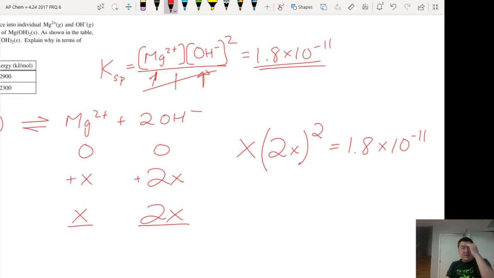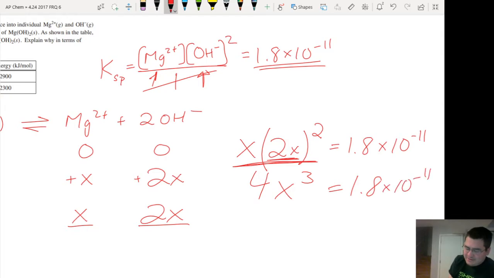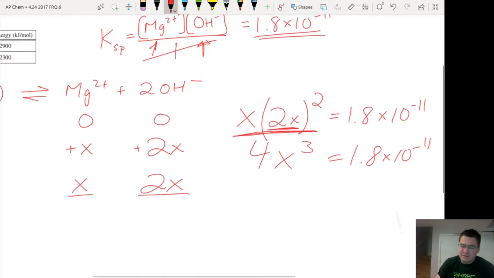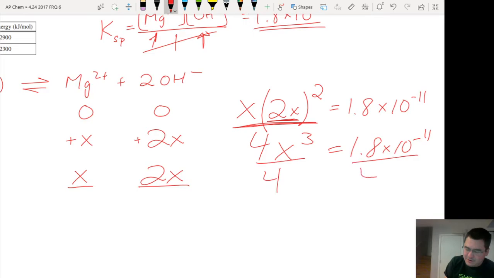Okay, so those are my equilibrium values, and then you don't get tripped up here. What does this side simplify to? 2x cubed. Careful, because this is 2x times 2x. 4x. Yeah, there you go. You get 4x cubed, right? So you get 4x cubed equals 1.8 times 10 to the minus 11. And then you can solve for x. Yep, divide by 4. Take the cube root.